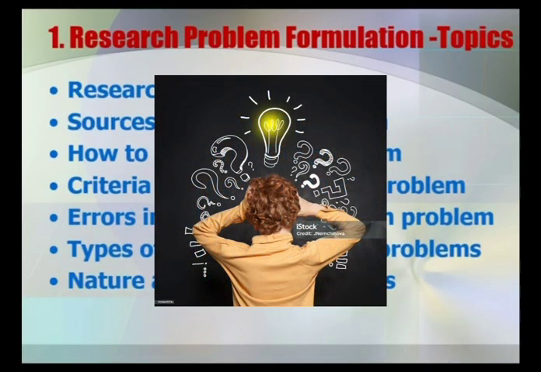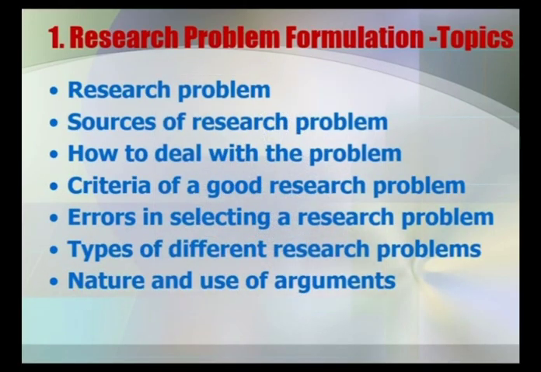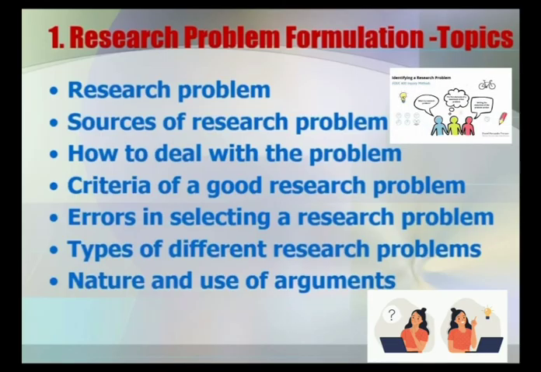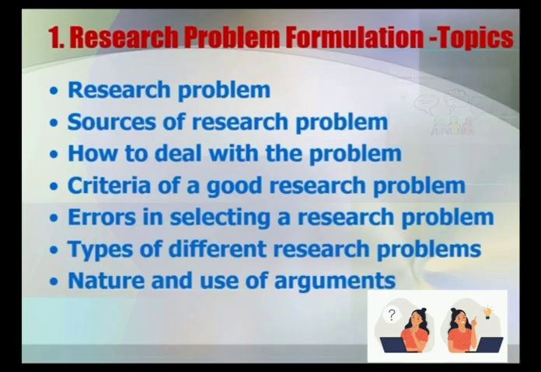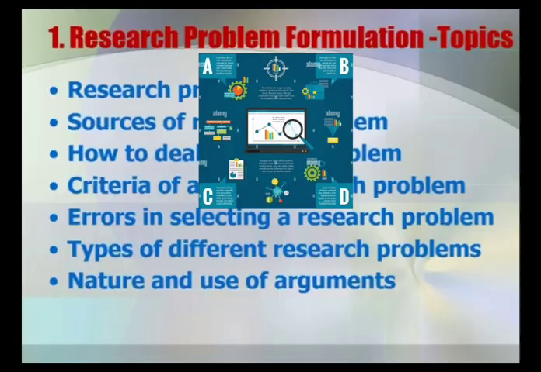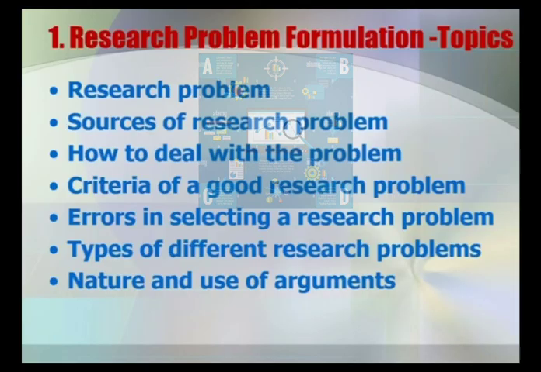In research problem formulation, we study different topics. These include understanding what a research problem is. We also learn about sources of research problems. We understand how to deal with a research problem. We learn the criteria of a good research problem. We also study errors that can happen while selecting a research problem. Different types of research problems are explained. We also understand the nature and use of arguments in research.